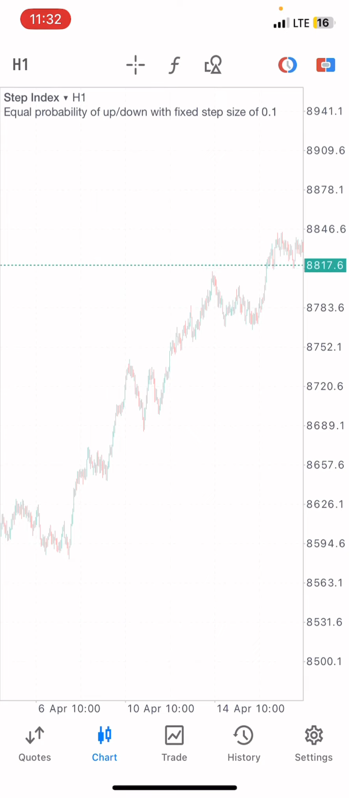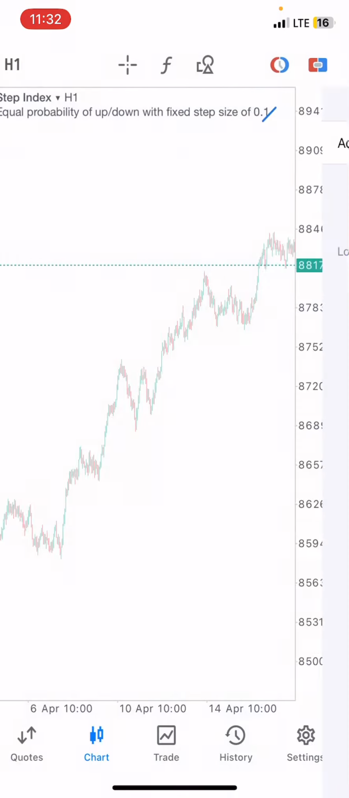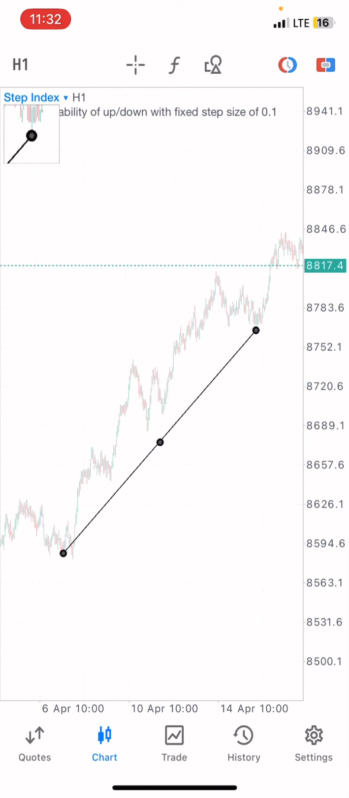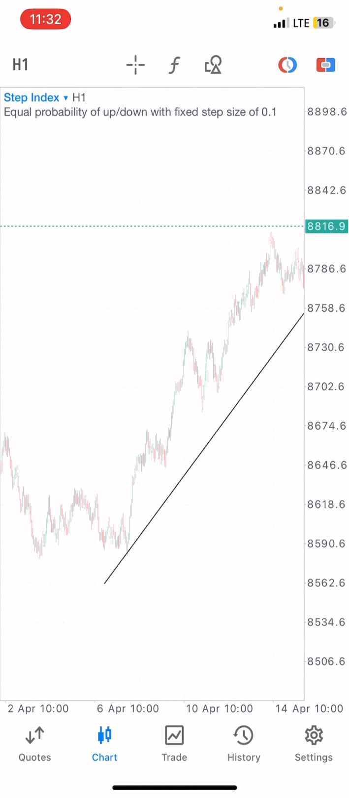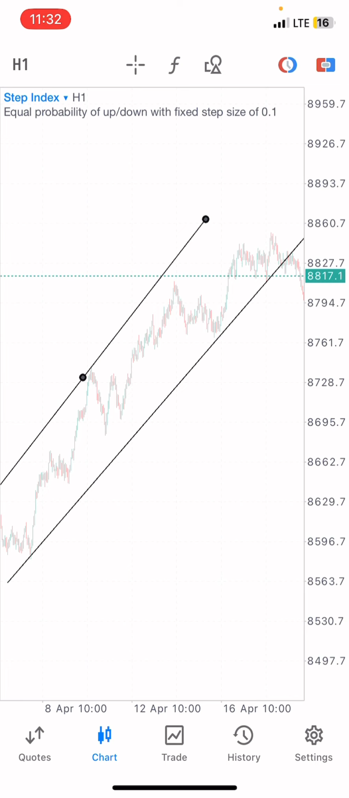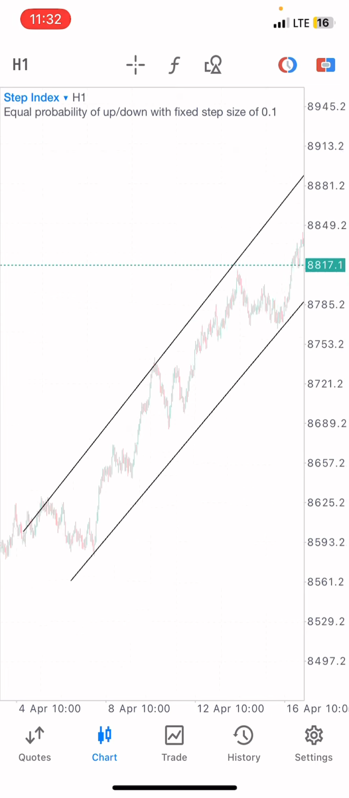So firstly, we identify our overall market direction. As you can see at this point, the market has been moving to the upside, creating higher highs and higher lows. The overall market direction has been to the upside.